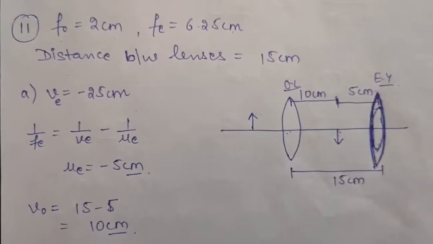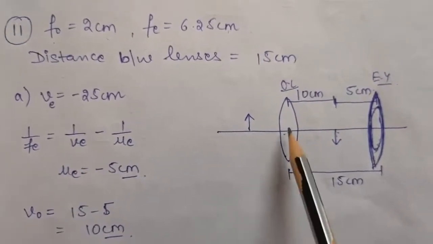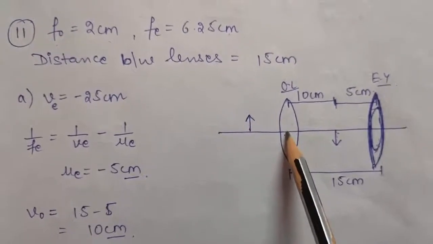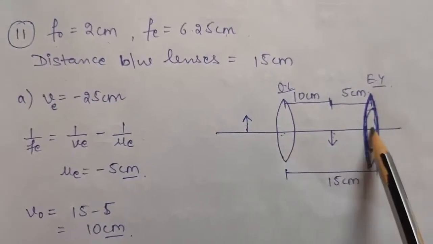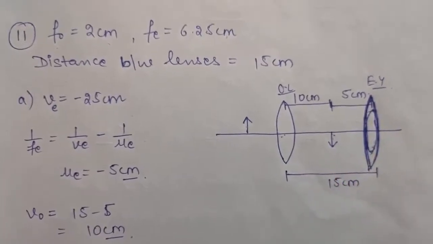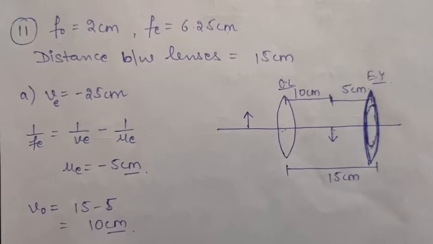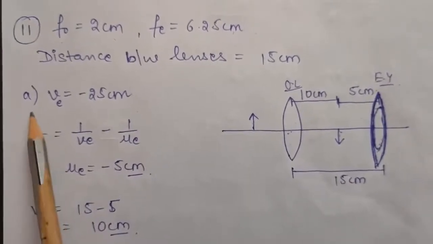Okay. So now we have to calculate at what distance this object should be placed from the objective lens such that first your final image forms at D, that is least distance of distinct vision, and in the other case when your final image forms at infinity. So let us discuss the first case first.